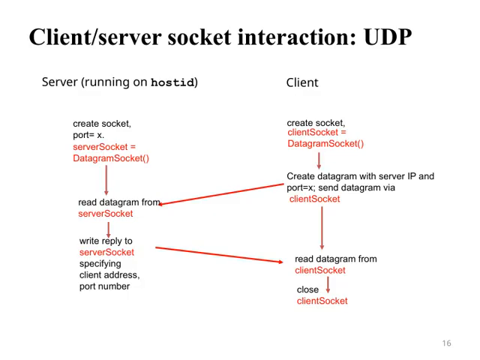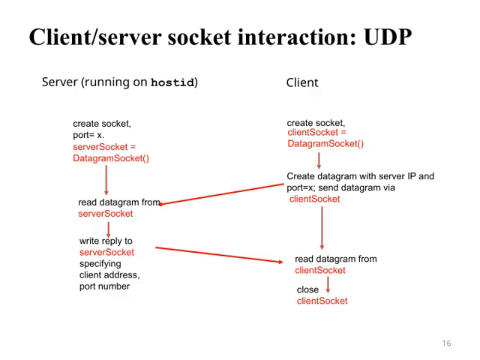Now let's look at how the client and server interact using UDP sockets. First, on the server side, it runs on the host identified by hostID, ready to receive messages. The client creates a datagram that includes the server's IP address and a specific port number, X, which it wants to communicate over. It then sends this datagram via the client socket, which is set up by creating a socket and binding it to the port X on the server side.